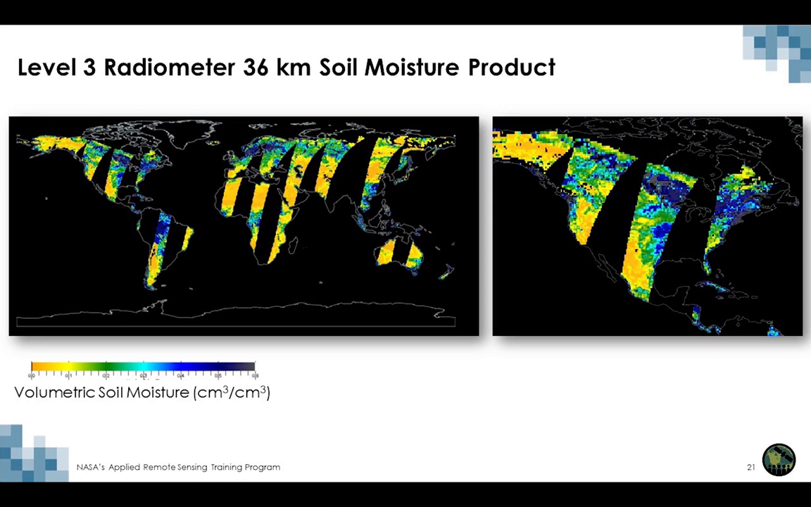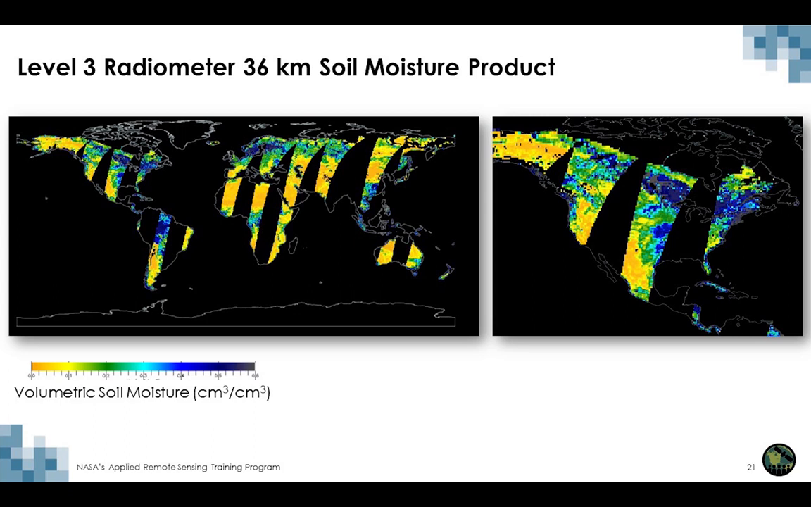The descending passes are the 6 a.m. passes. And you ideally want to use descending passes because in the morning, the temperature of the soil tends to be in equilibrium with the rest of the land surface. In the afternoon, there might be differences, and so the soil moisture retrieval algorithm may not be as accurate with the PM passes, which is around 6 p.m., as the ones in the morning.